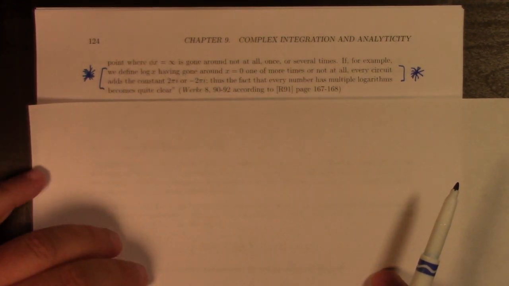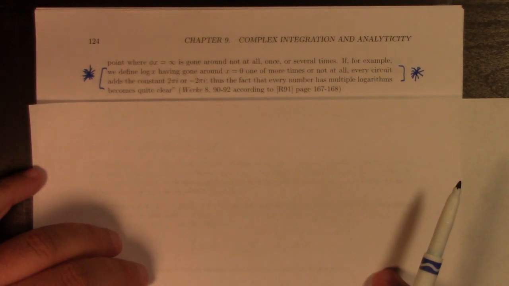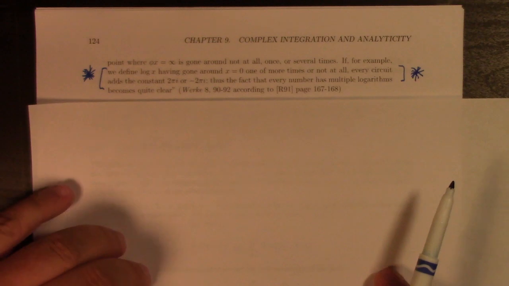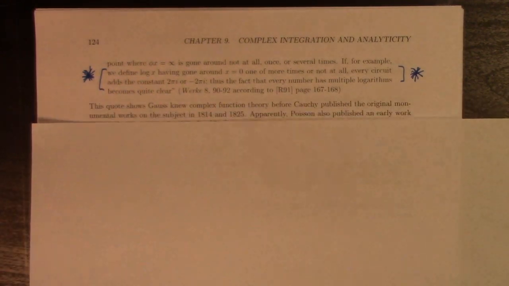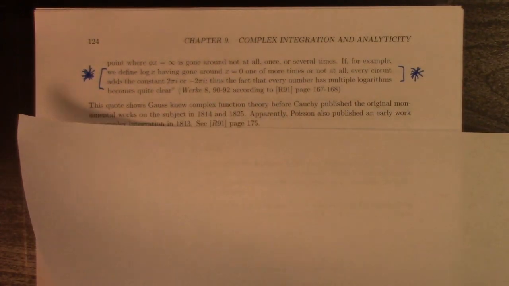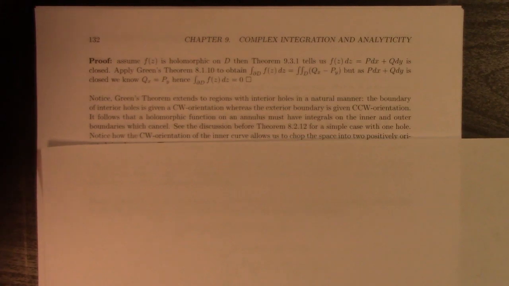You see, if we're on a slit complex plane, we can't loop round and round the origin. We're stuck at most going, well, not even the whole time around, right? You can only limit the whole time around. All right, so I will move on. Just a little historical tidbit there for you.